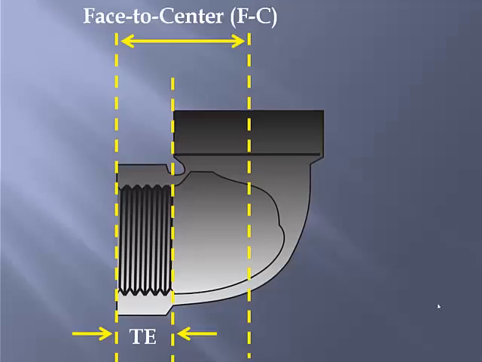So the face to center measurement minus the thread engagement results in the fitting allowance. So the fitting allowance is the dimension that must be taken off the center-to-center measurement from each fitting.